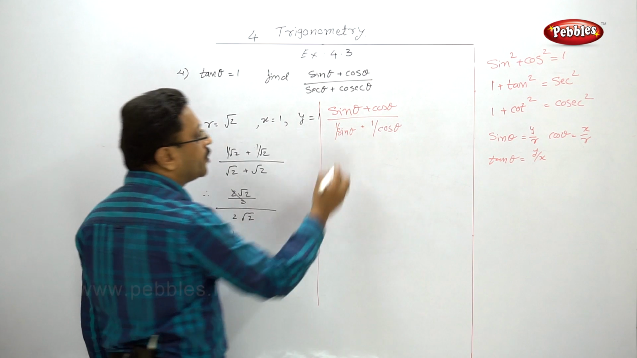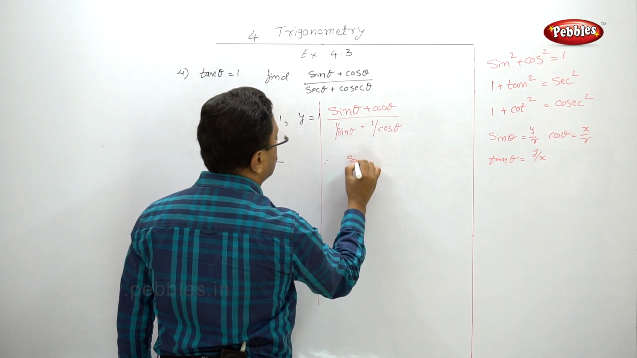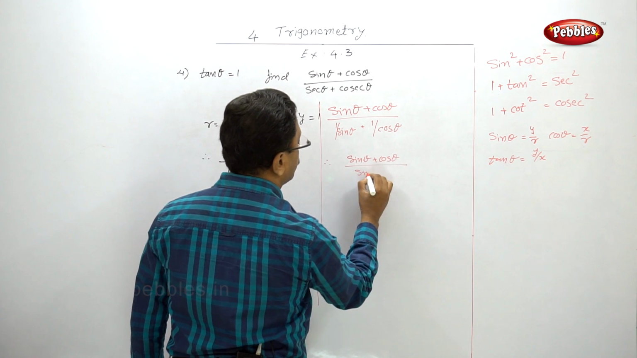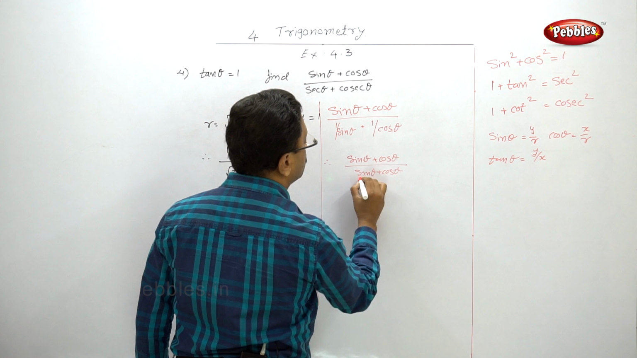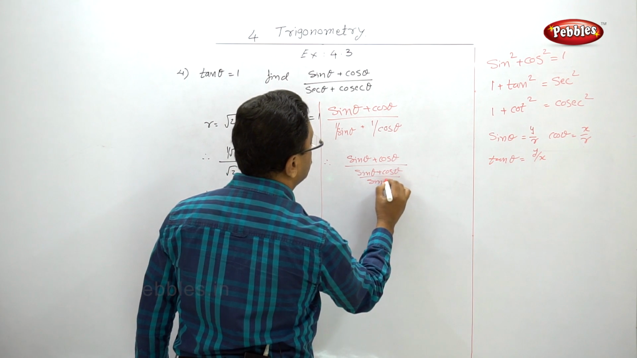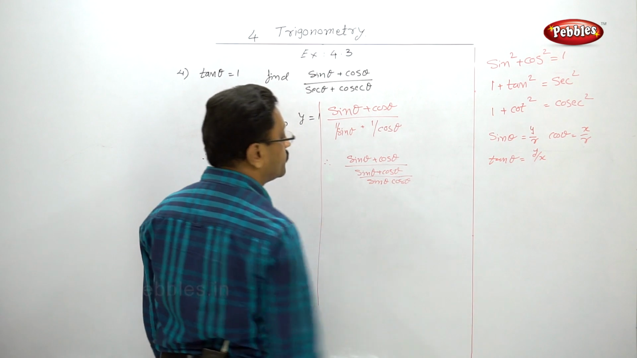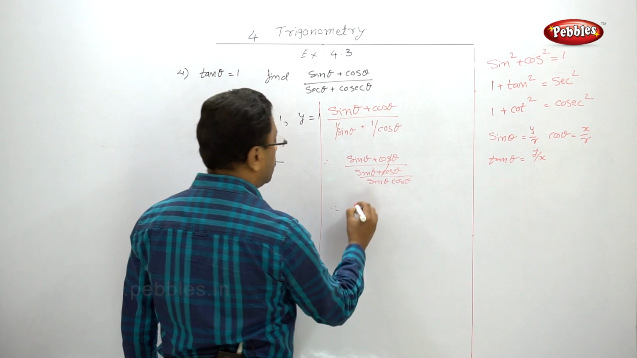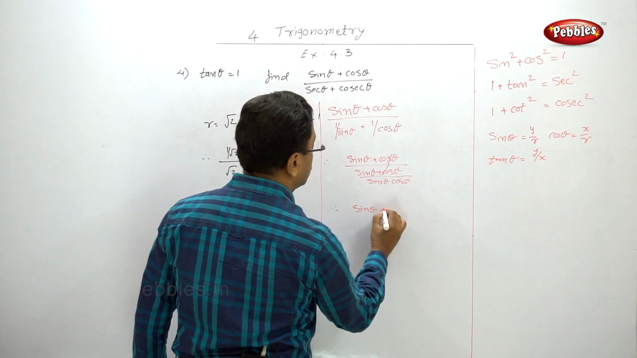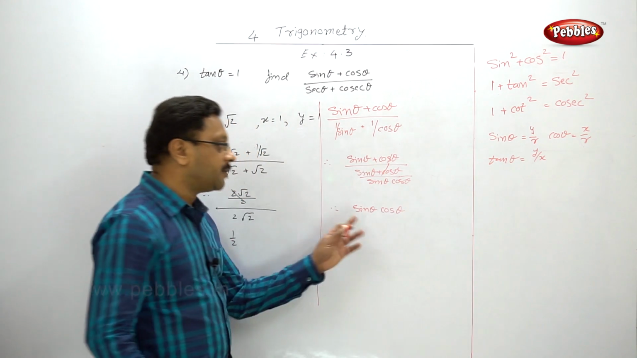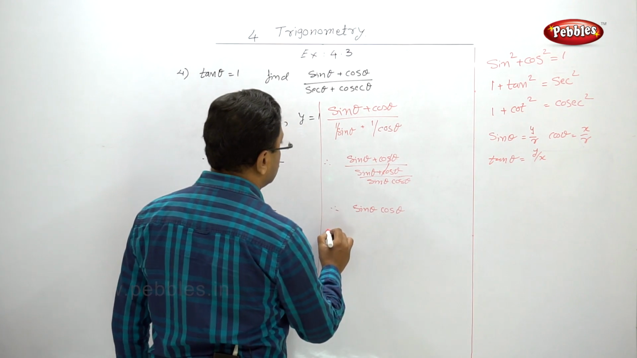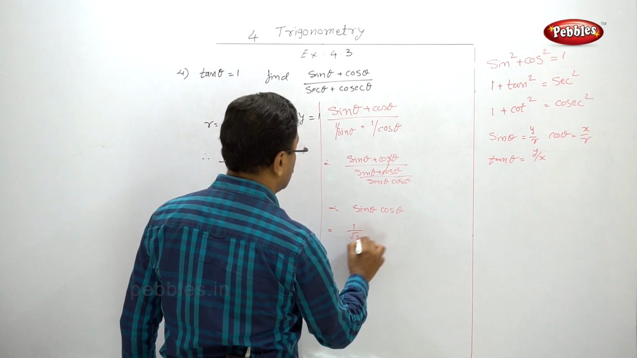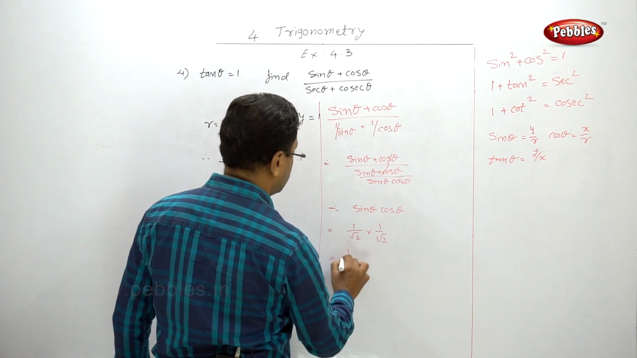Cosec I am taking here. So now I have sine theta plus cos theta upon sine theta plus cos theta, cross multiplication, upon sine theta cos theta. Okay, and so these two will get cancelled and I will get sine theta cos theta. And now I will substitute the values, that is 1 upon root 2 into 1 upon root 2, that is 1 upon 2.